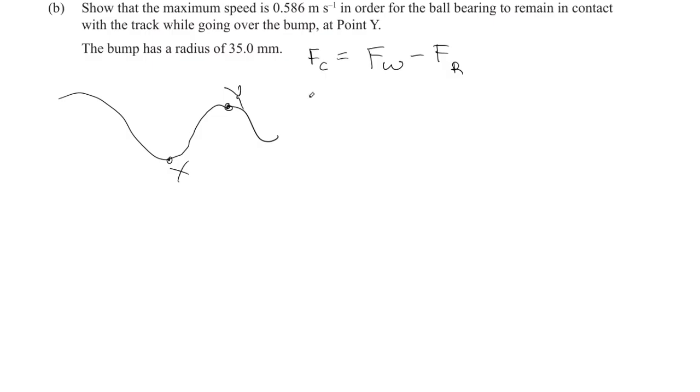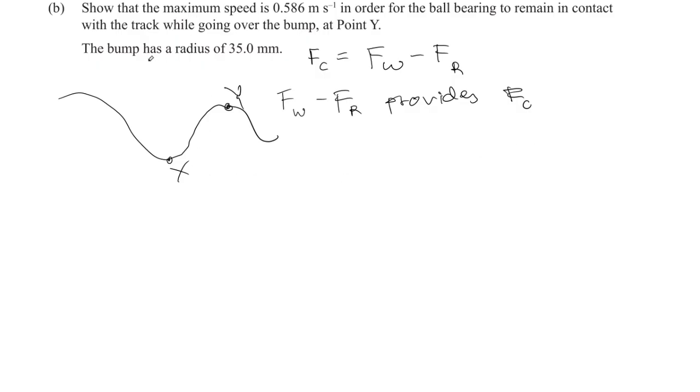Also, similarly, we can write it like this, but it's actually more physically correct to state that Fw minus Fr provides Fc. Because remember, centripetal force is not something that you have, it's something that you need. That's basically a concept that you have to have engraved in your mind.